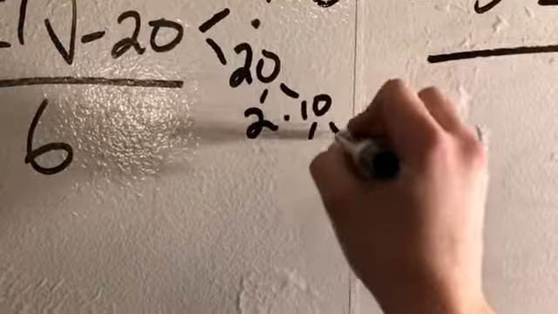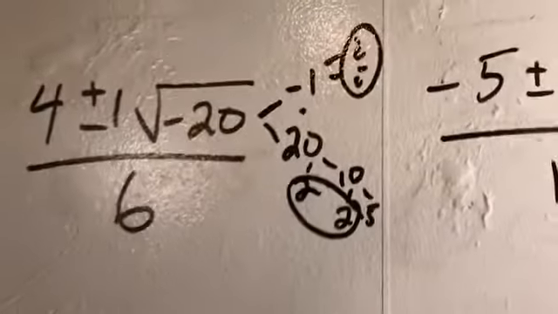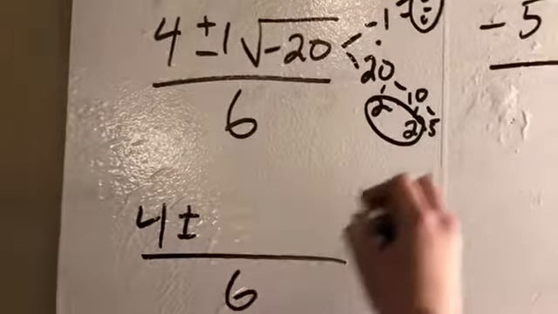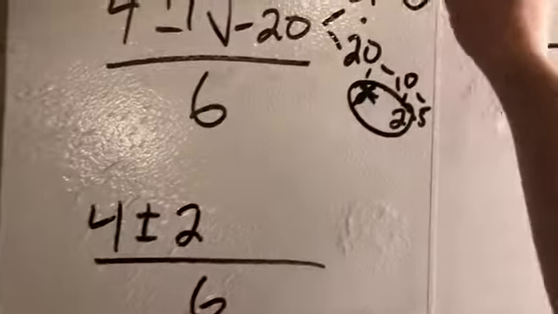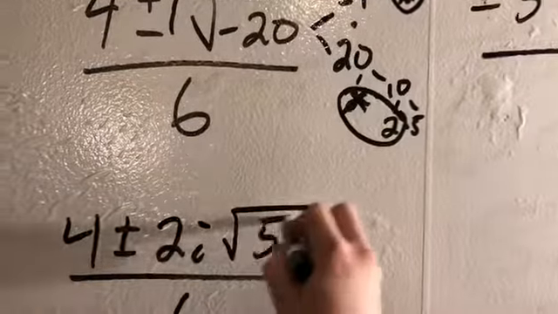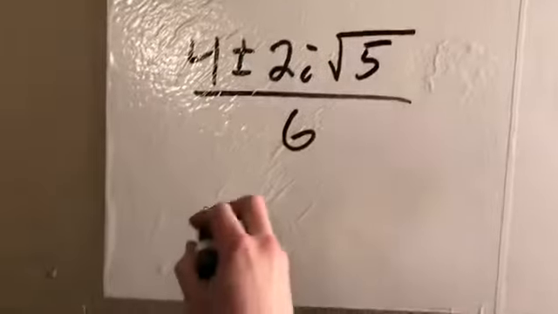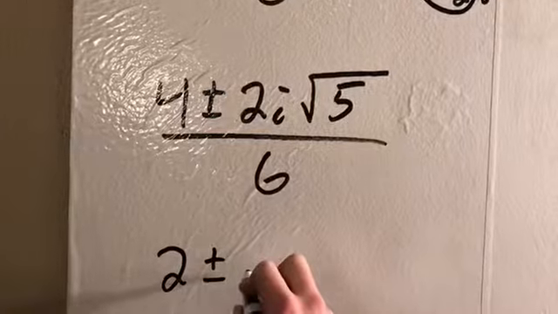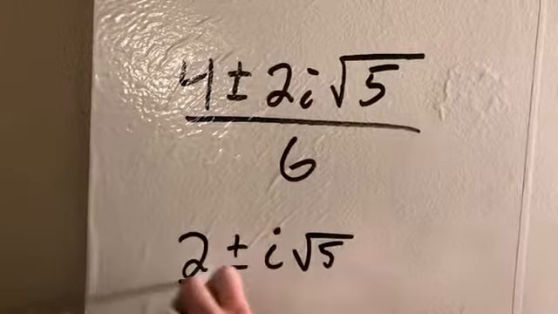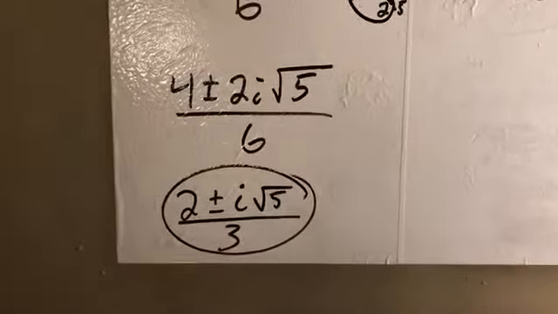Do 2 times 10, 2 times 5. See a pair of 2's down there. So it looks like this is going to reduce to 2i on the square root of, it looks like there's still a 5 at the bottom there. And now your last step, is there a common factor here? Yes, there is. Everything can be divided by 2. 4 divided by 2 is 2. 2 divided by 2 is just 1i. We don't have to include the 1. We don't touch the square root of 5. 6 divided by 2 is 3. That would be your final imaginary answer.